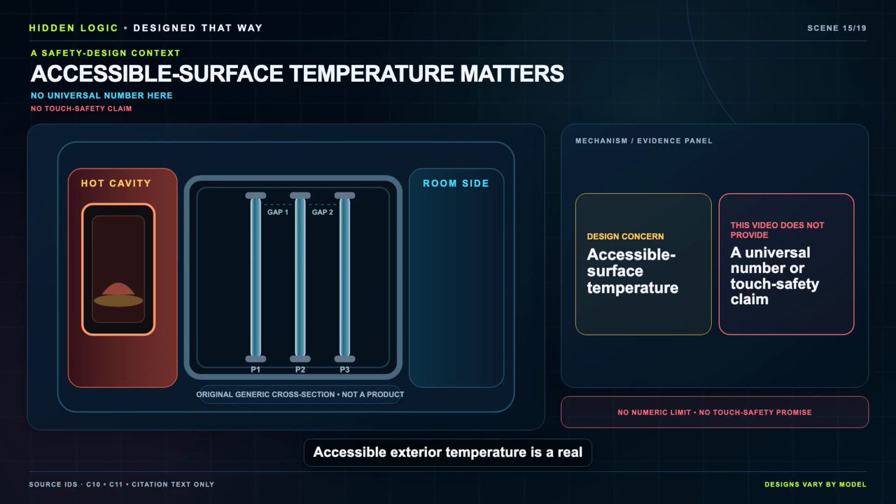Accessible exterior temperature is a real safety design and test concern, but standards, operating modes, installation, measurement conditions, and jurisdictions matter. A pane count cannot certify a surface, and this illustrative model cannot predict one.